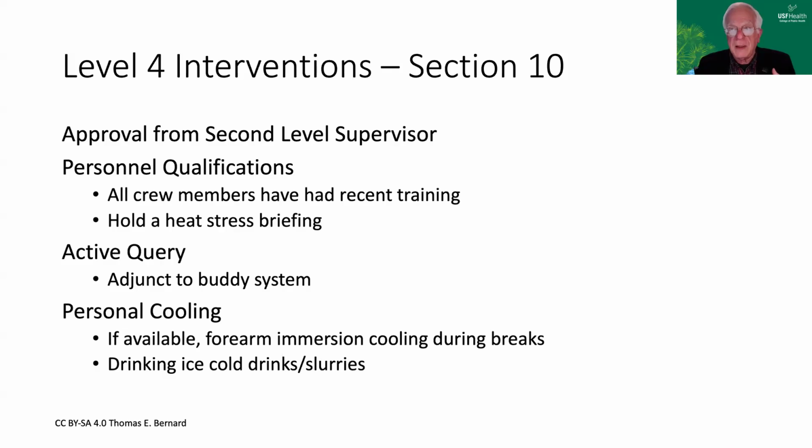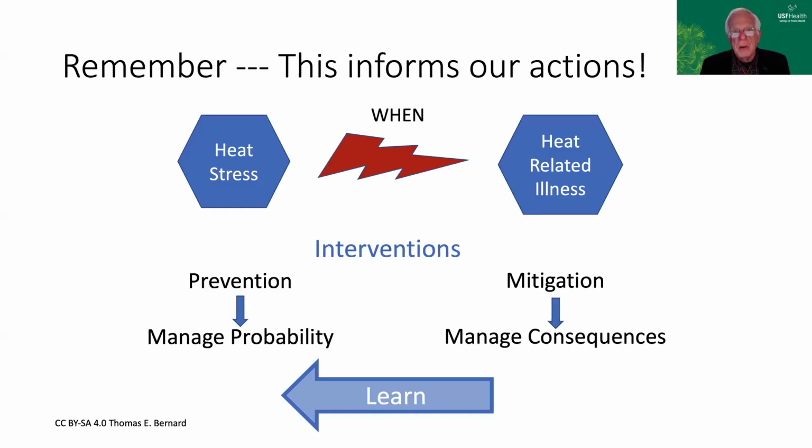But at least you're making the decision conscious rather than subconscious. Personal cooling, things that are pretty effective with a modest cost, is having forearm immersion in ice water. It does a nice job of reducing body core temperature. And at this point, drinking cold drinks or slurries has been shown to reduce body temperature and help tolerate these higher levels of heat. So I want you to remember that we have this risk management model, and that really ought to inform our actions.